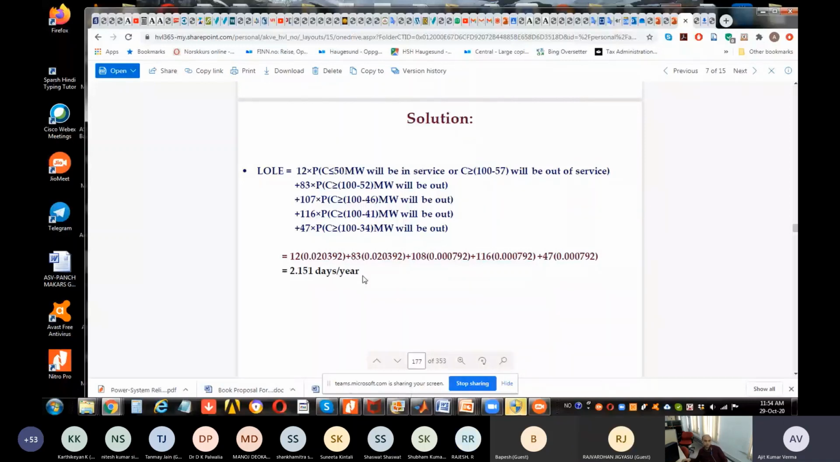Okay, so just remember, these are not probabilities, these are occurrences. So you don't have to really multiply them by 365 days in a year, because these are occurrences over a year. So you simply multiply them and then you get 2.151 days per year. That's the loss of load expectation.